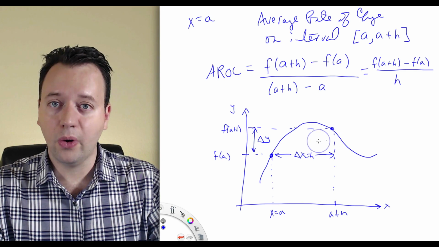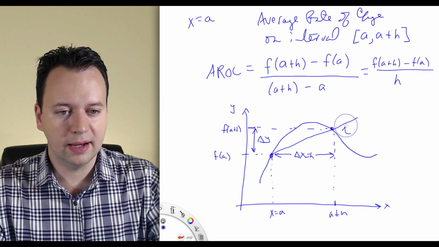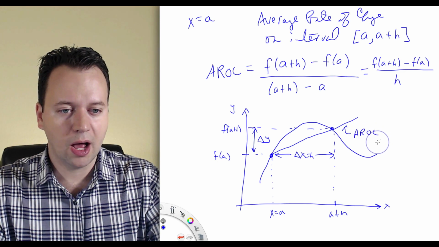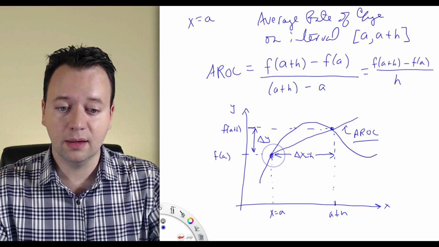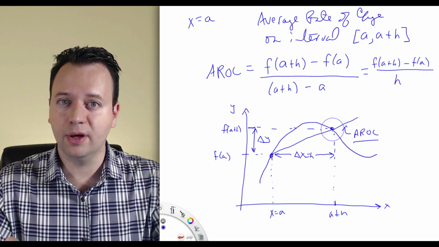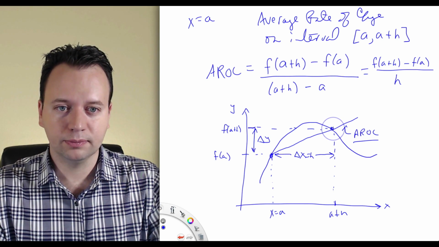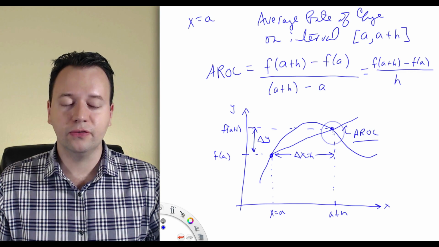And so the delta y over the delta x gives us the slope of this line. So the average rate of change we saw is the slope of the secant line connecting this point, the point a comma f of a, to the point a plus h comma f of a plus h. So this gives us the average rate of change on this interval.